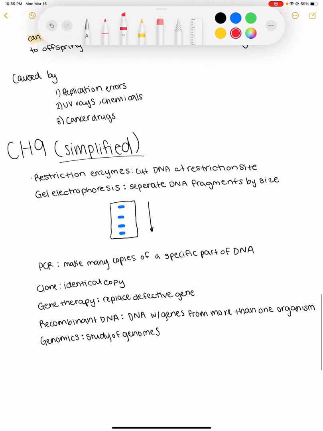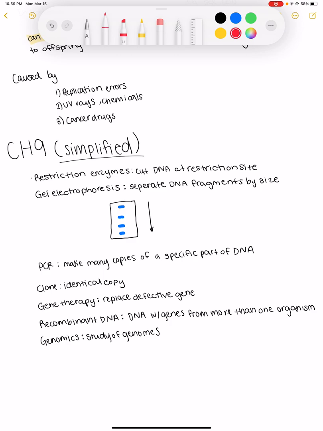So I very much simplified it. These are the definitions you need to know. And so I'm not going to go ahead and read all of these. You can refer back to these if you want to make a small Quizlet or something. The only thing I want to just make sure that I touch on is the gel electrophoresis.